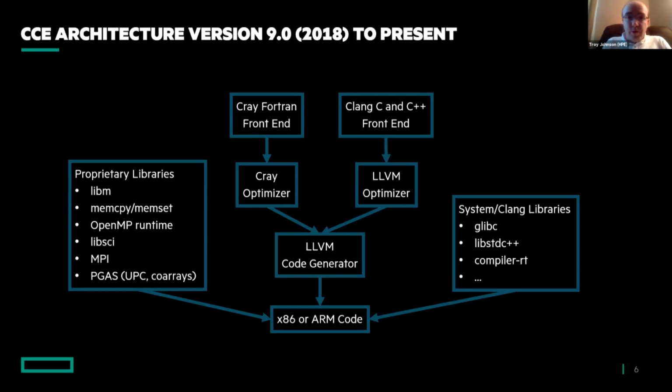On the Fortran side of the house, we're still using all of our proprietary stuff. We're monitoring progress of F18 and such, but we're not using any sort of open source Fortran. We're sticking with our own. And I guess the only other thing that changed on this slide, on the right side, I've included compiler RT as part of the CLANG libraries, because we are using compiler RT. We're using a couple other things from the LLVM project as well, like we use the LLD linker, for example.